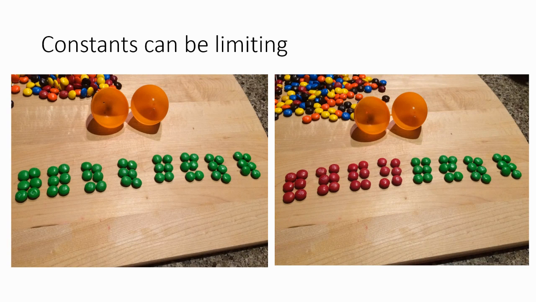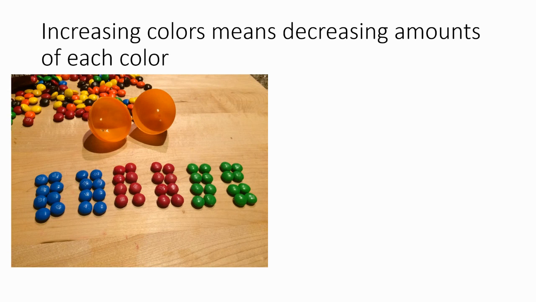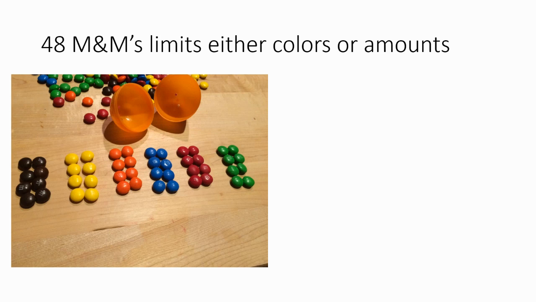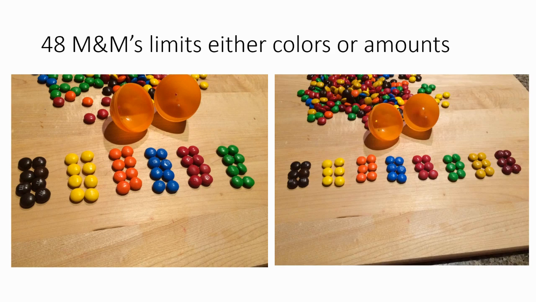Now we have two colors, but we don't have 48 of one color. We have 24 of each color. And then if we wanted to put in even more colors, we had to take some out. Now we only have 16 of each color instead of 24. If we wanted 4 colors, now we only have 12 of each color instead of 16. So every time we add a color, we can't have as many M&Ms of that color, because we're restricted by the fact that this egg will only hold 48 M&Ms.